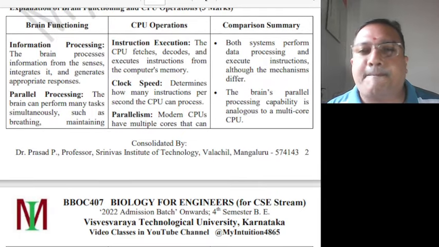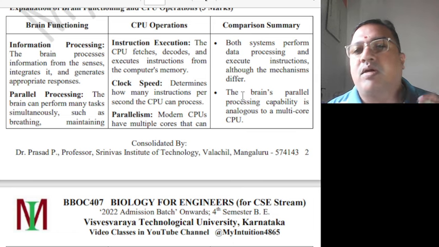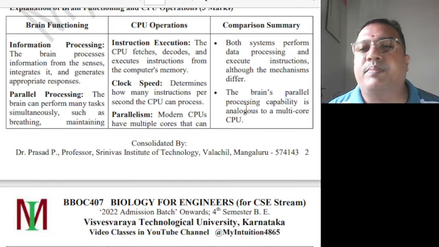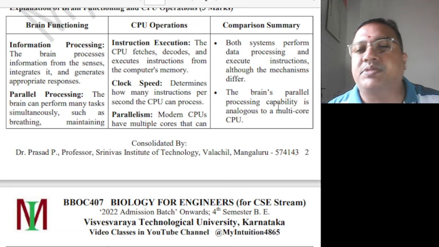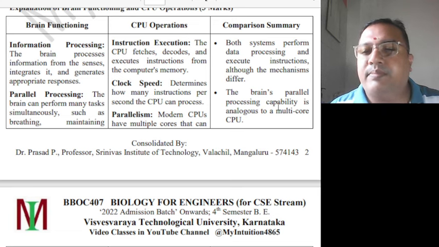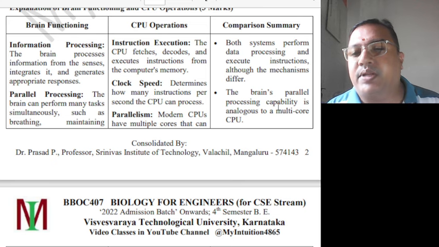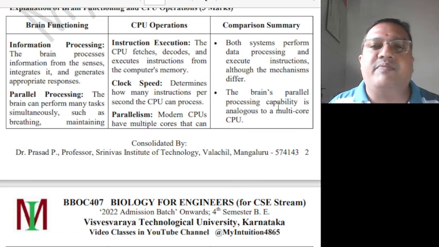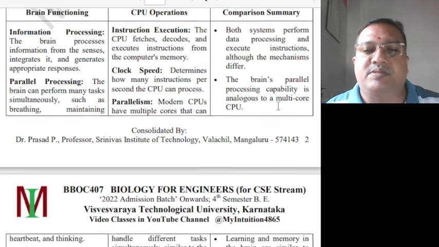So this is the functioning and CPU operation given. If you compare, both systems perform data processing and execute instructions, although the mechanisms are different. The brain's parallel processing capability is analogous to a multi-core CPU, not one CPU but a multi-core CPU connection, given how much work our brain is doing. Learning and memory in the brain are similar to data storage and retrieval in a computer. That is the comparison between brain functioning and CPU operations.